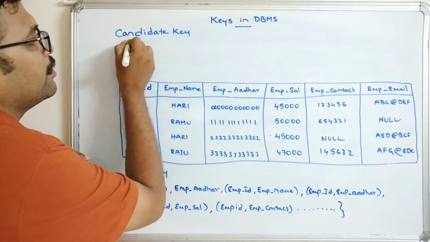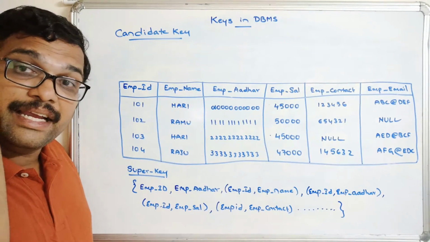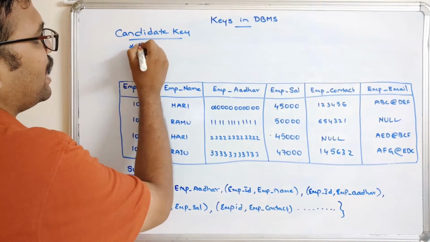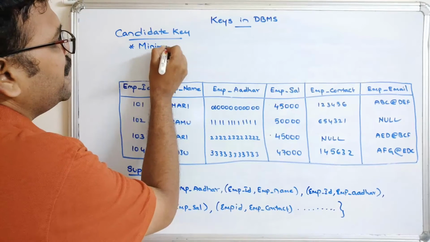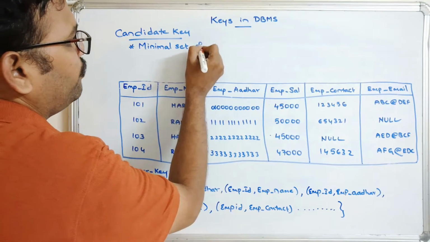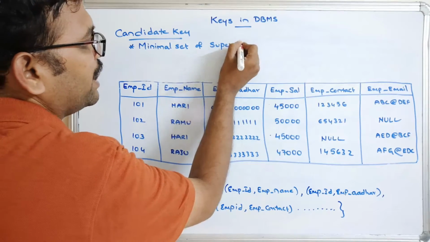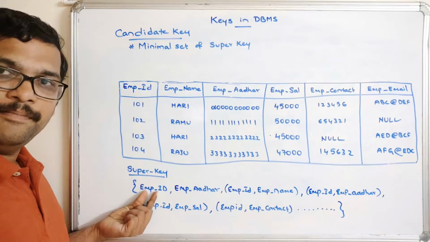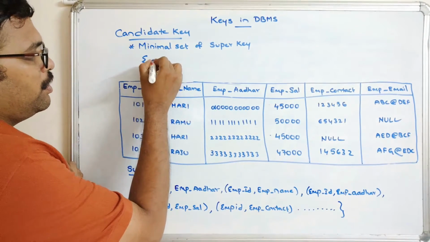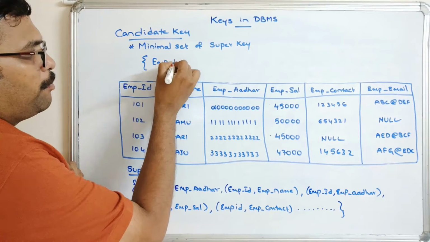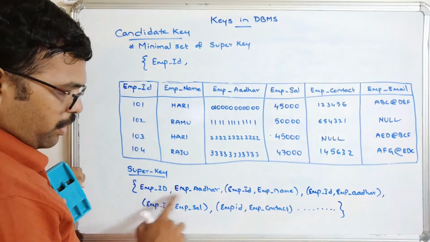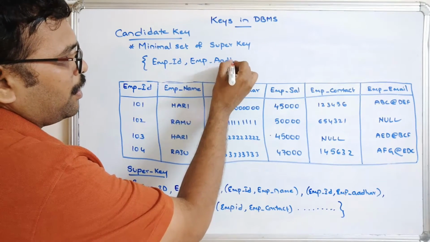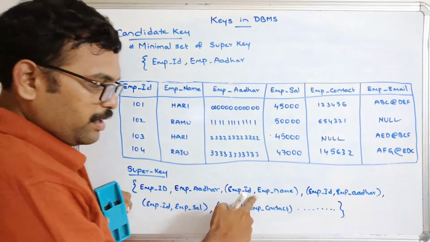Candidate key. These keys are also identified from the super keys. So here the candidate keys are the minimal set of a super key. What is the minimal set? Employee ID. Okay, so from this table, employee ID, comma, employee other, employee other, and here employee ID and employee name.